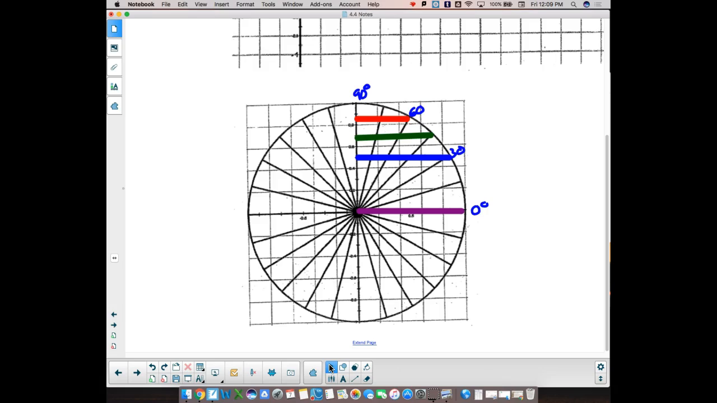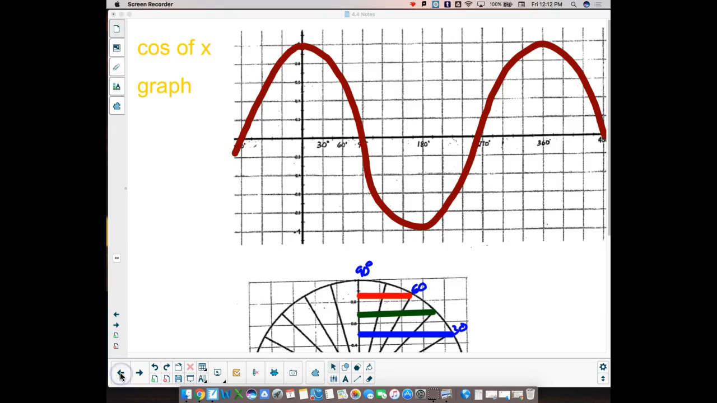What happens when I get to 90 degrees now? It goes to 0, and then what? It goes negative because now I'm on the left side. I'm on the negative side of my vertical axes. So finish that one off and tell me what that looks like. So you should have gotten a cosine function that looks like that. Agree? Now what you got? Should be what you got.